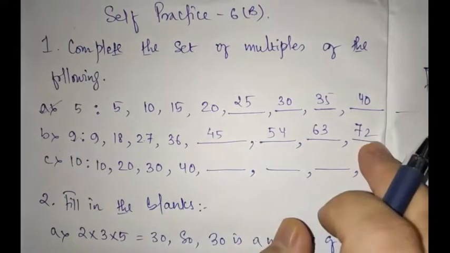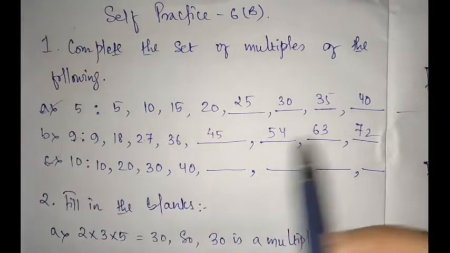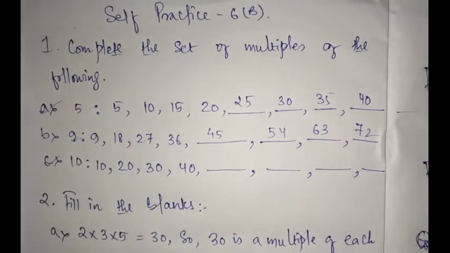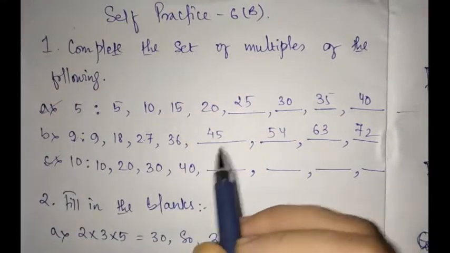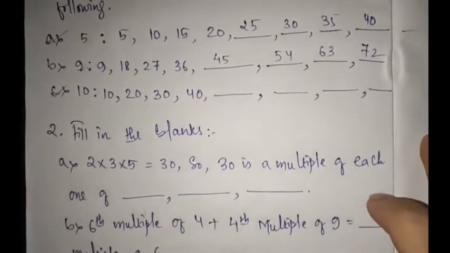Just have to fill the 4 blanks. That will continue here the set of multiples. So part C will be a home assignment. You will try to do it yourself. This is just a multiplication of 10 which you have already done in tables and number name class, right? So let us proceed to question number 2.